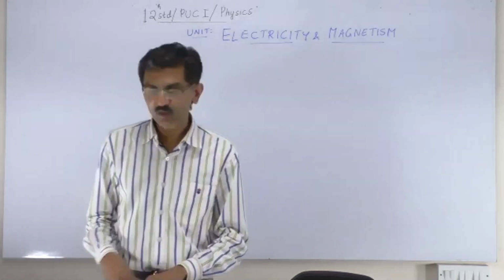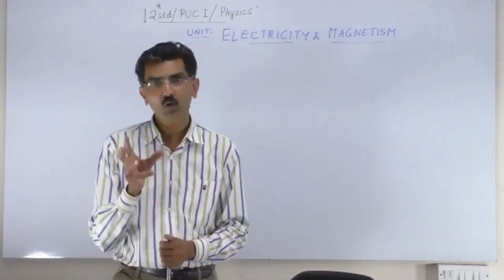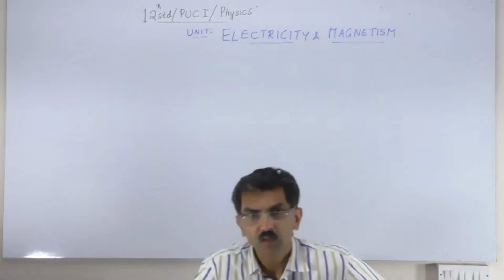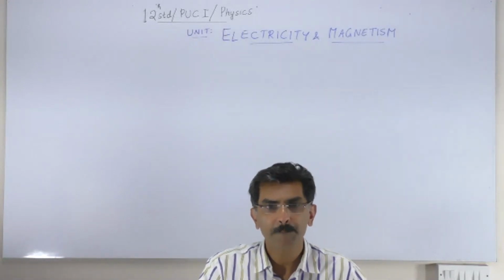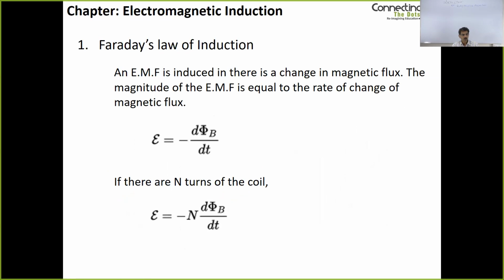So now we have understood the concept of magnetic flux, which is the total number of magnetic field lines passing through a coil at any given time. Let's look at the next step in our discussion. Now, what is Faraday's law telling us? Faraday's law of induction says that an electromotive force is induced when there is a change in magnetic flux.